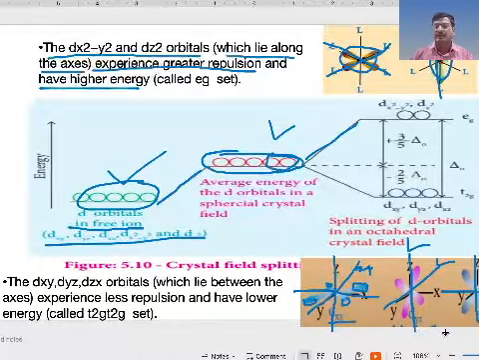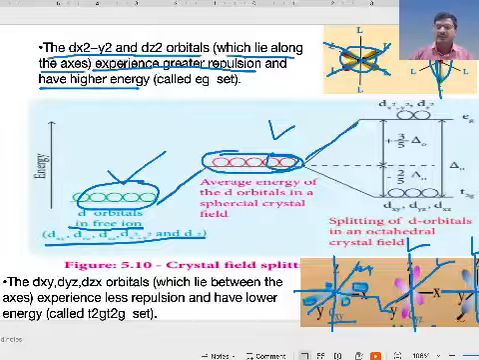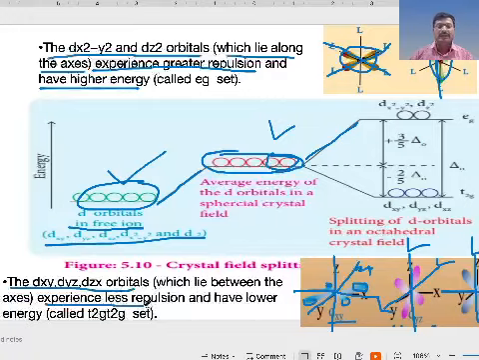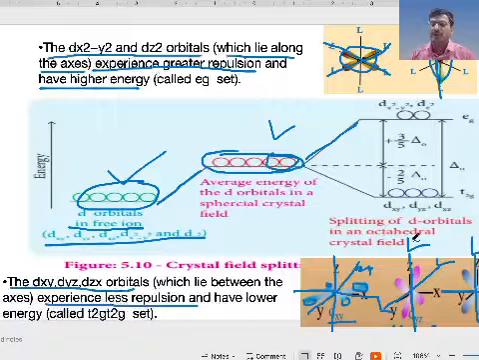Generally the ligands are here. The ligands are present on the axes, and the lobes are present between the ligands. That's why these will get less repulsion compared to these two. That's why, see here, the dxy, dyz, dxz orbitals, which lie between the axes, experience less repulsion and have lower energy. So due to the less repulsion, they move into the lower energy.